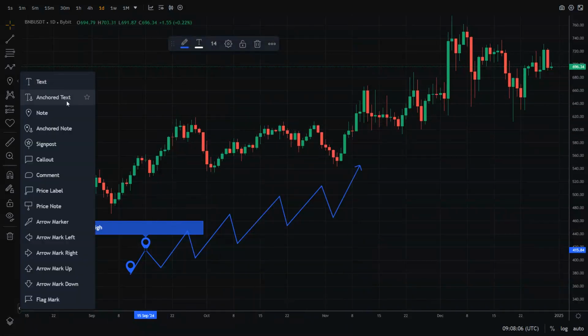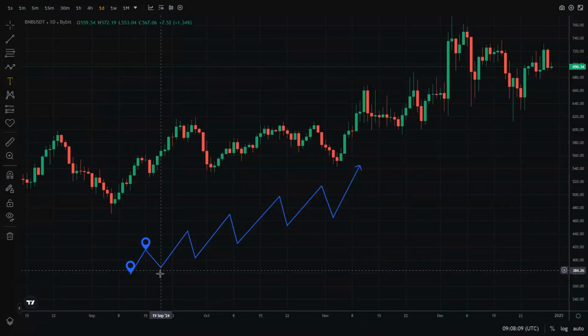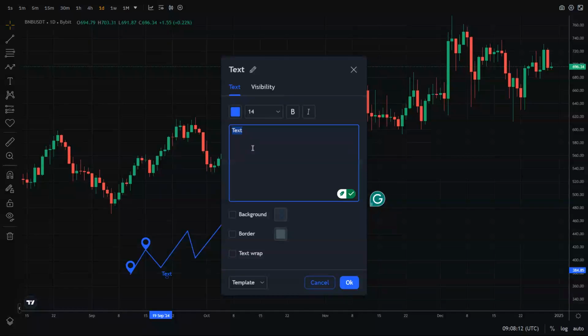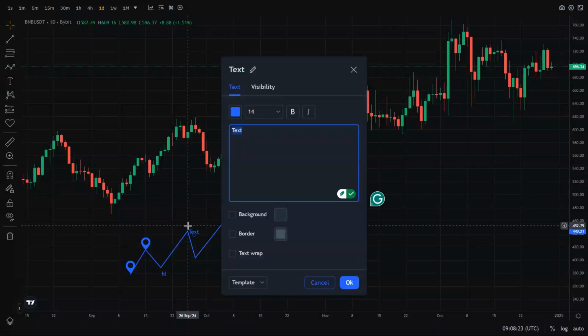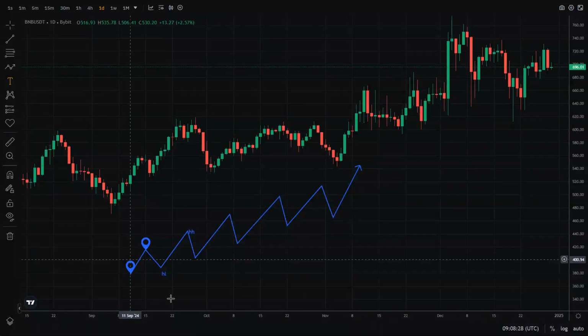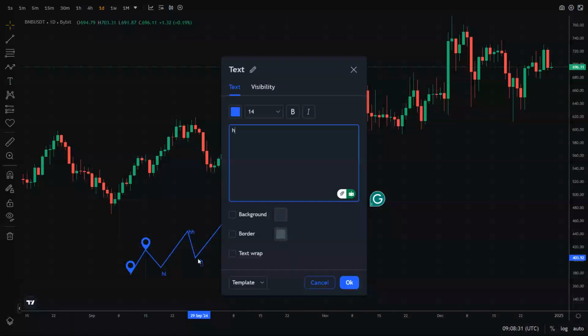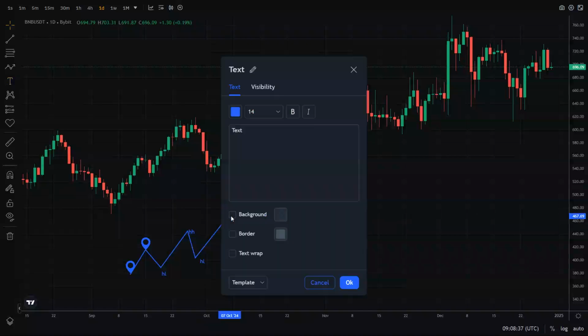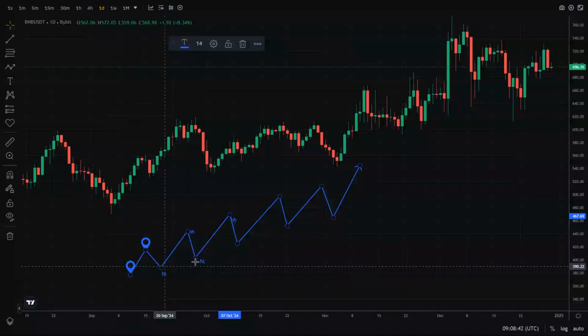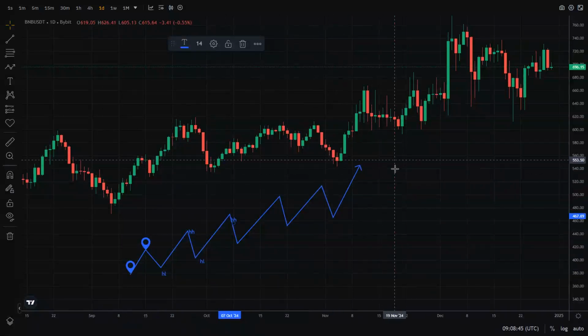All right, I'm going to change back to text. So this is a higher low. This is a higher high. You have another higher low here, and we have another higher high. So in a trending market, this shows that the current market is in an uptrend.